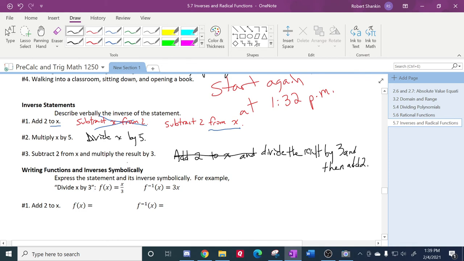So we got to reverse the order as well. And we're going to see that if you don't reverse the order as well, you won't totally undo the other thing. And what do we mean by undo? It's as if nothing has ever happened. Well, we'll show that here.